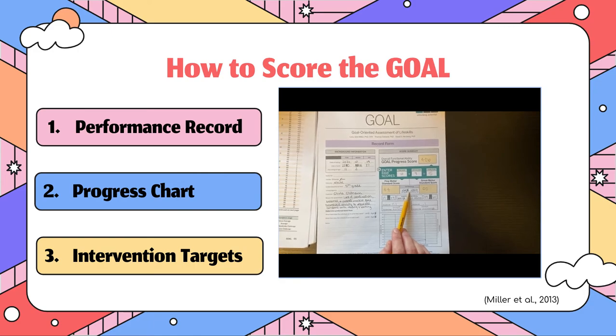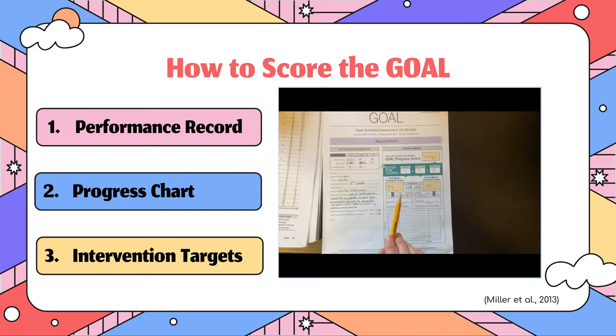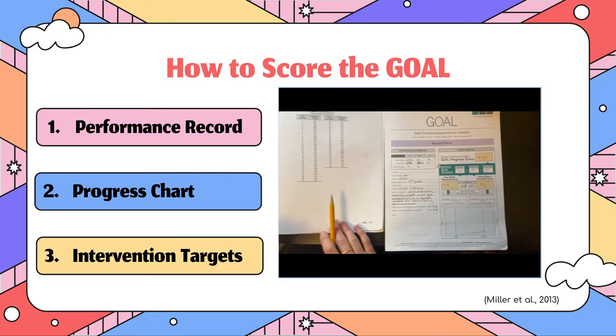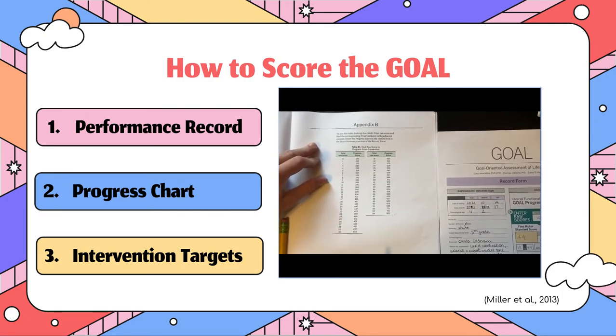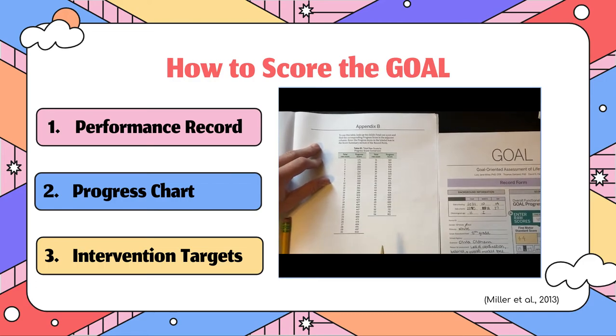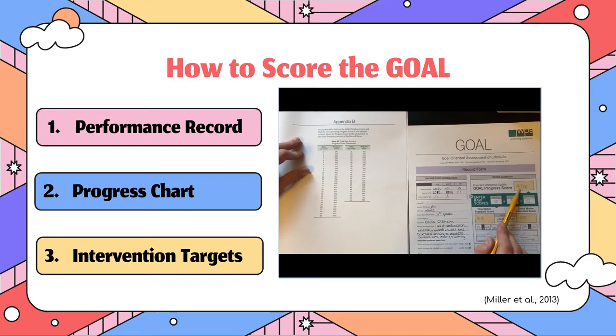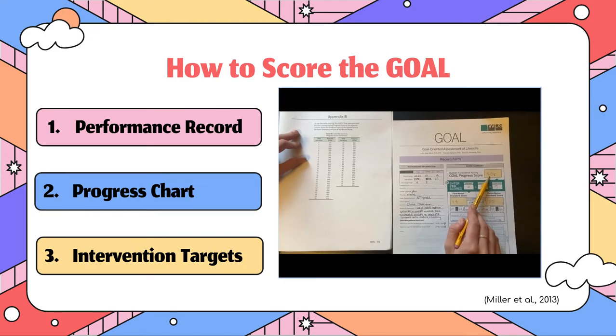Using the total raw score, look up the goal progress score in table B1 in Appendix B. At the top of the score summary on the front page of the record form, you will write in the goal progress score, which for this client was 406.